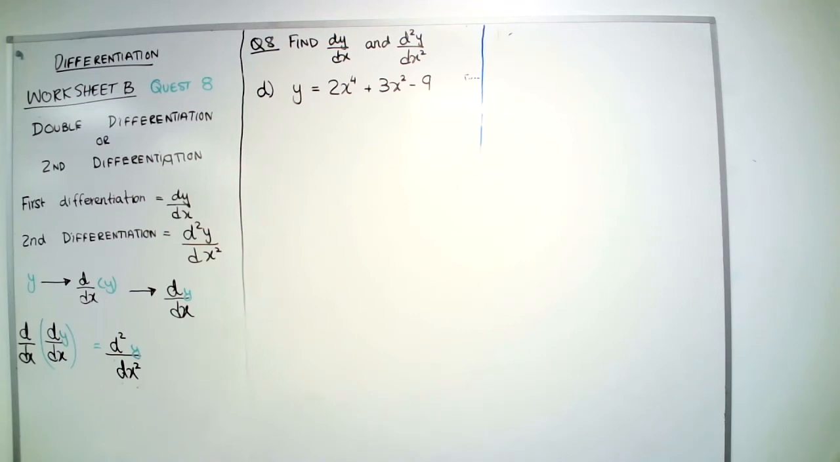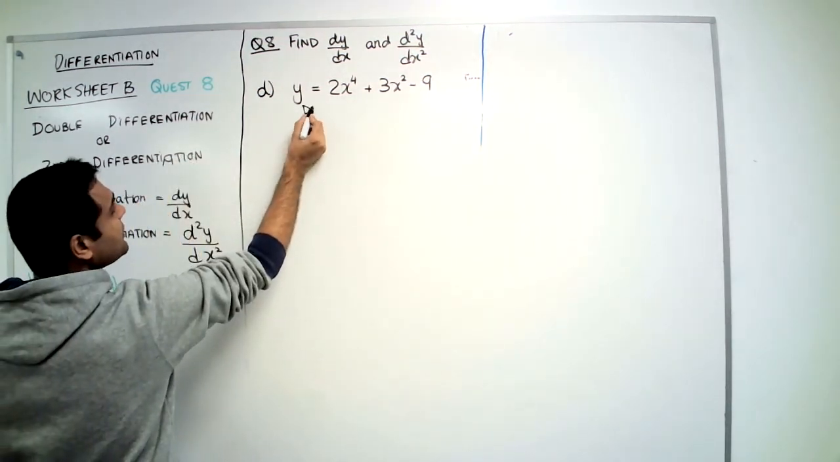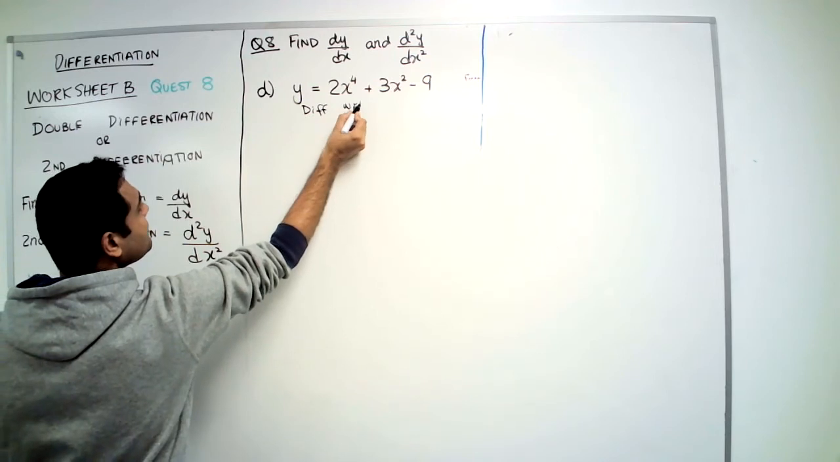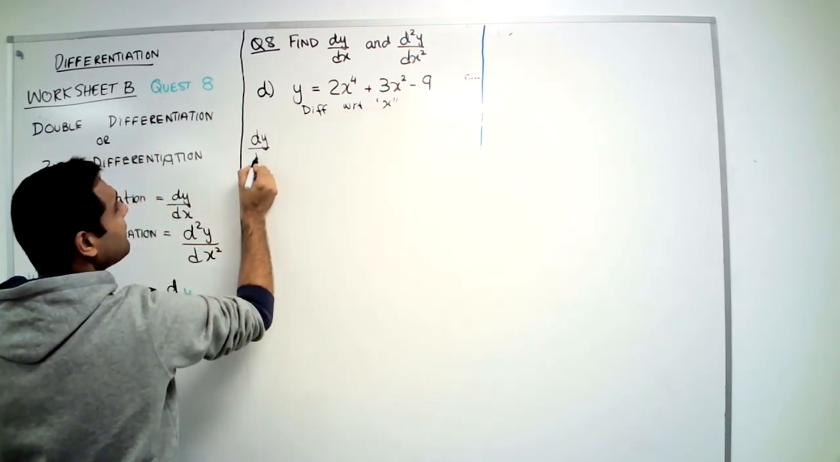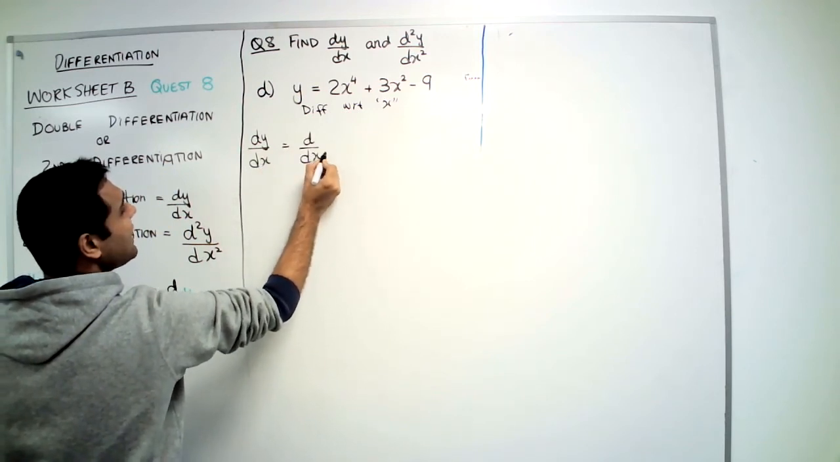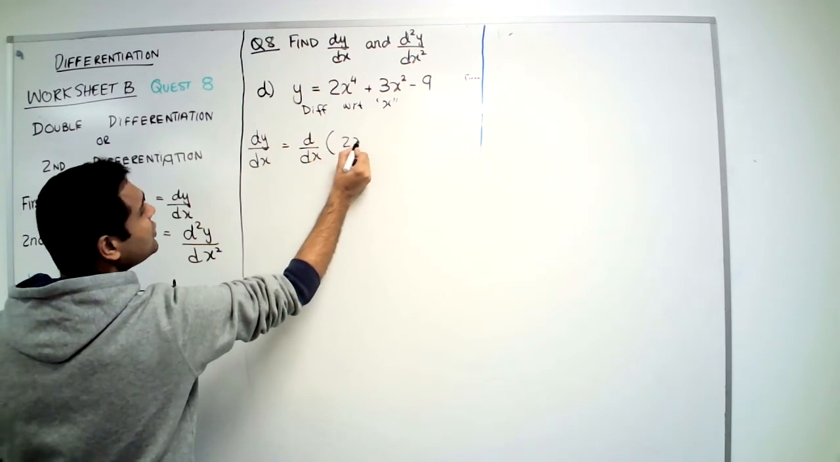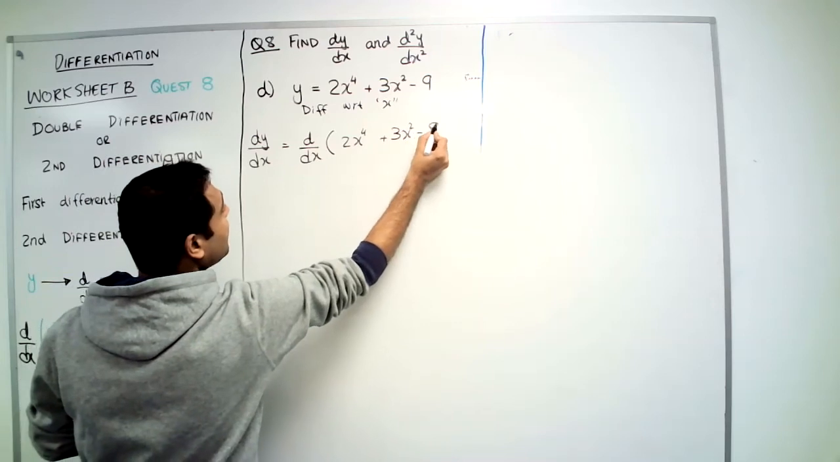Okay, let's say we got a question. We have to find the first differential and the second differential. This is question 8 part 2. To start with, we need to actually differentiate with respect to x. So that will become a dy over dx. That will become a d over dx of the whole thing, 2x to the 4 plus 3x squared minus 9.